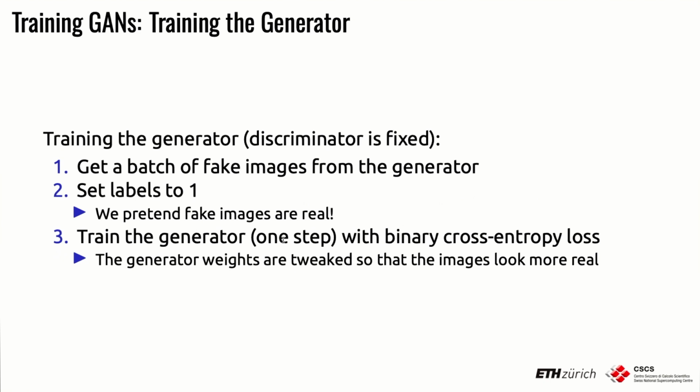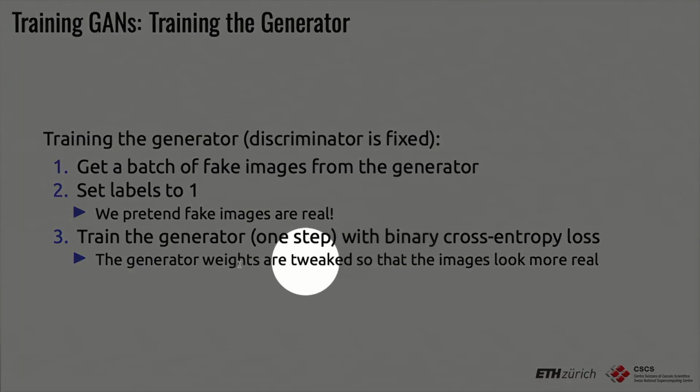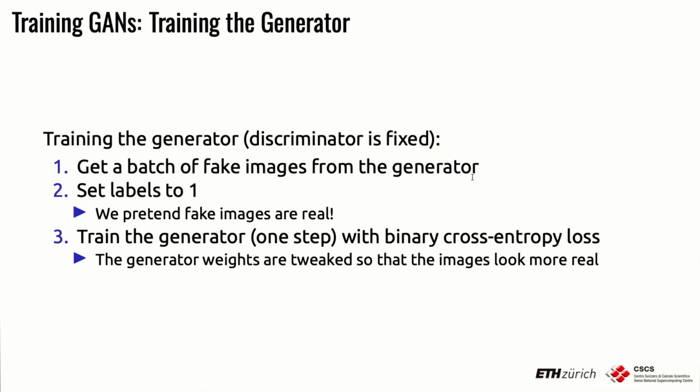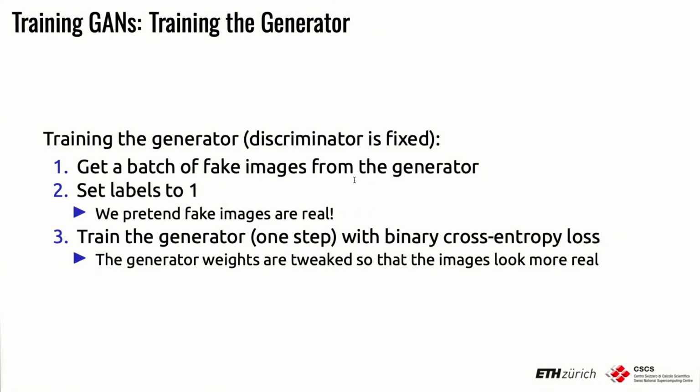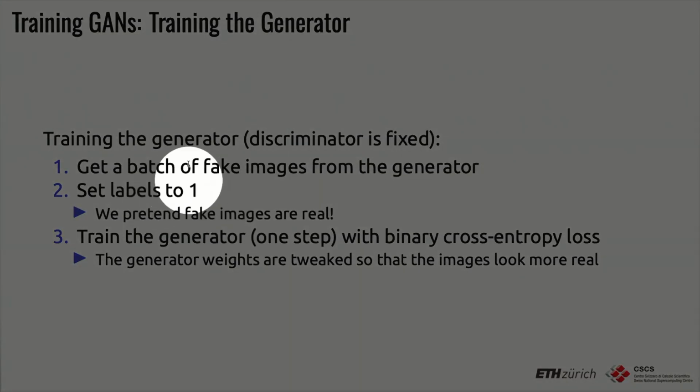And then for the generator, you have something similar, but you get a batch of fake images from the generator. You don't get real examples this time. And this is a different batch of fake images from the one you had before. You set the labels to 1. And this is the most important trick.